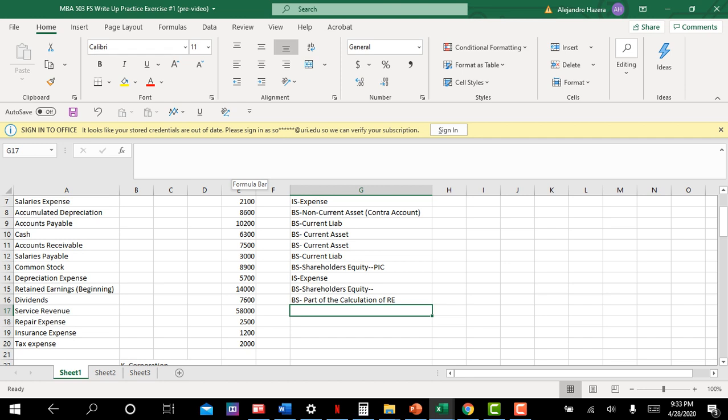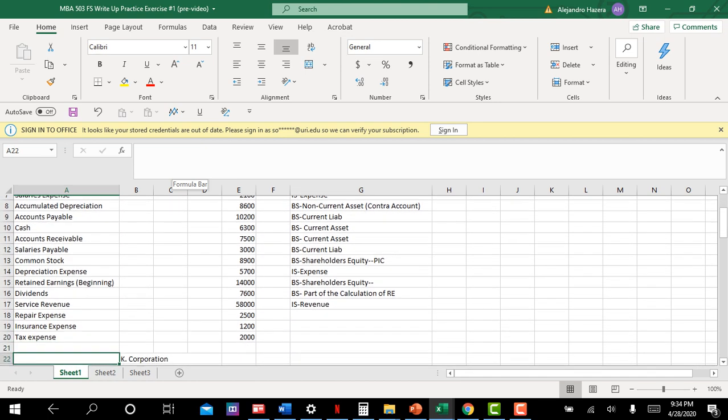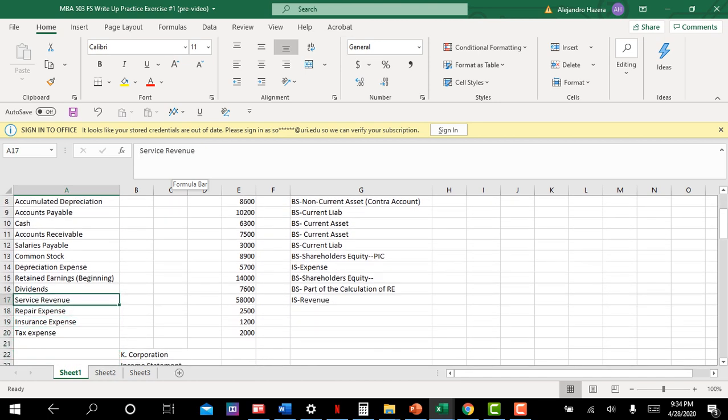Okay, service revenue, that's obviously income statement. I'll just copy this down just to make it easy on myself. But it's obviously an income statement item. It's revenue. And I've got to change one thing in this example. Here I have service revenue, but service companies do not have cost of goods sold because they don't sell goods. So what I'm going to do here is change this to sales revenue. And change this to sales revenue.